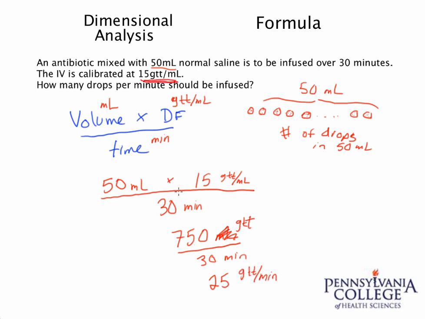So again, if we know the volume that's going to be infused in milliliters, we know the drop factor, in other words, how many drops are contained in each milliliter, and we know the time in minutes, then we can plug our pieces of information into this formula, multiply and divide to get our rate in drops per minute.